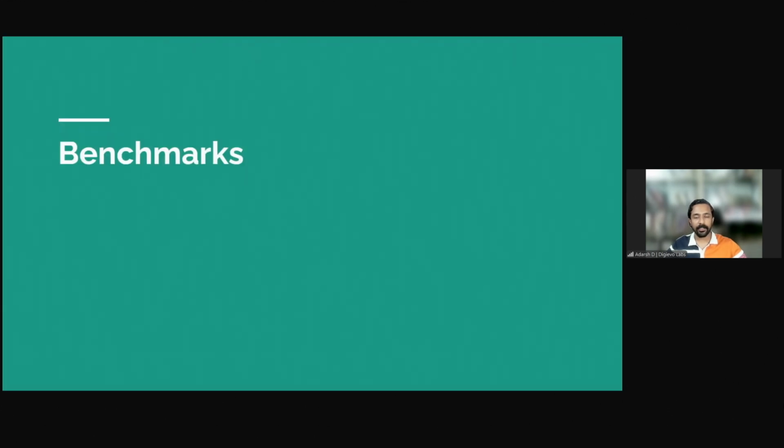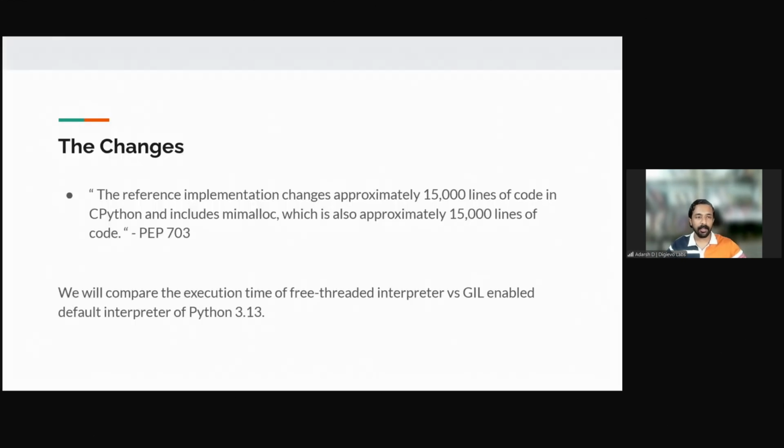Now let's move on to the interesting part. Let's run some demos and benchmark the performance. Before that, let's think of the changes that were made. According to PEP 703, the implementation changes approximately 15,000 lines of code in CPython. So it's a big change, and it introduces a new memory allocator, which is approximately 15,000 lines of code.